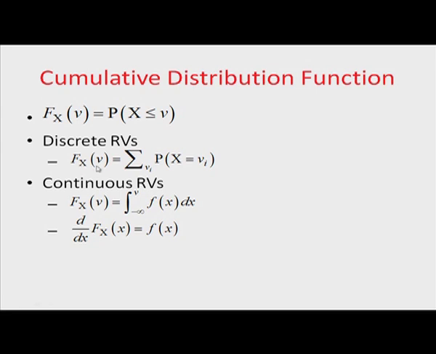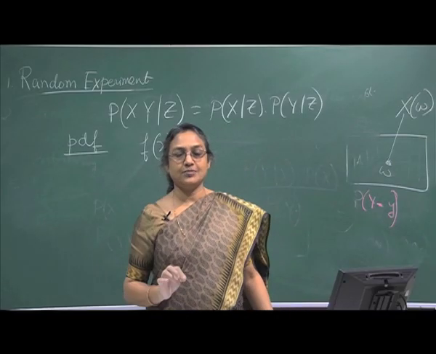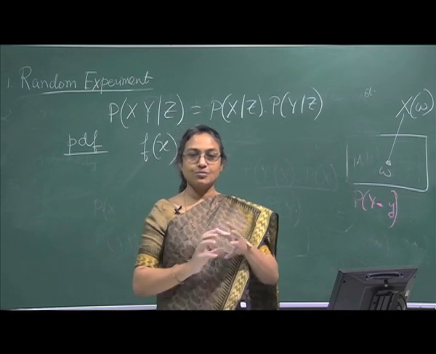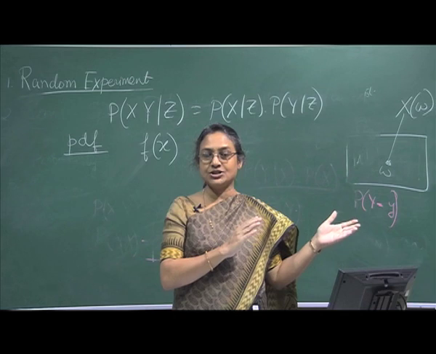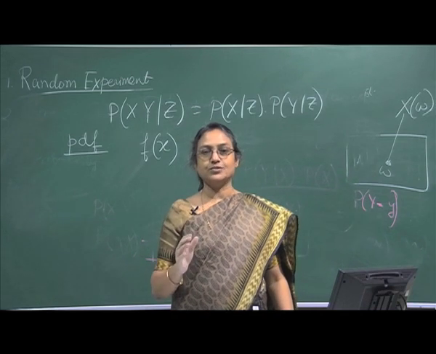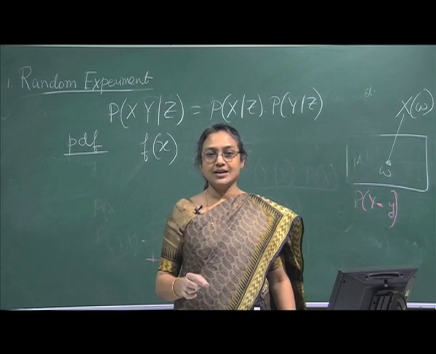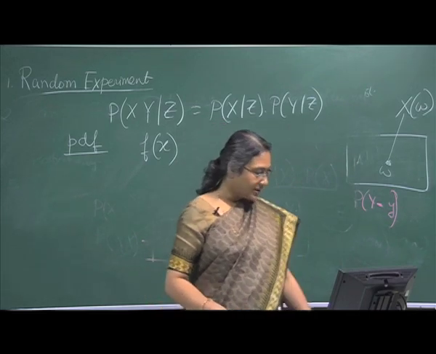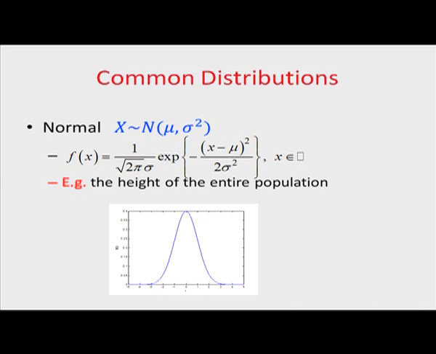For discrete random variables also we can define cumulative distribution. For a continuous random variable, the cumulative distribution is given by the integration from minus infinity to nu of fx dx. And we can see that this relation holds: d/dx of the cumulative distribution of x is the probability density function of x. So, the cumulative distribution function is the summation of the previous densities up to that point, and by differentiating it, you can get the probability density function at a point.